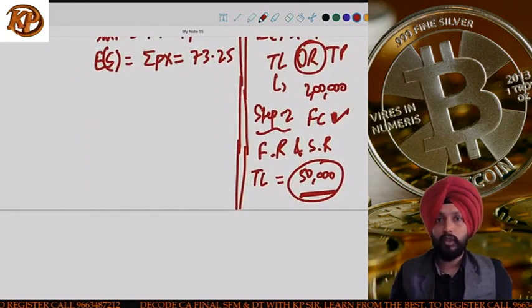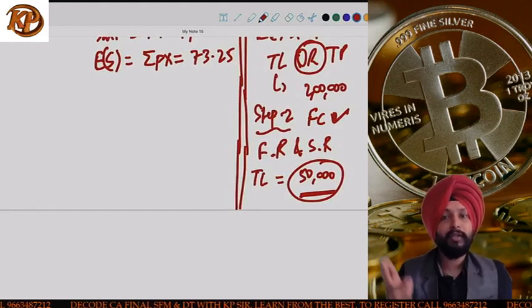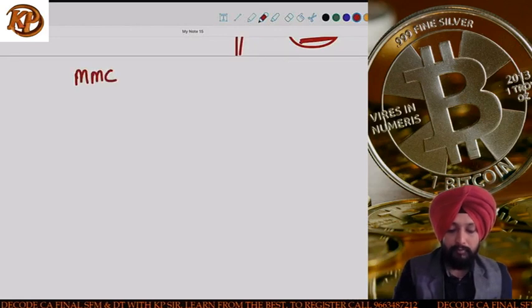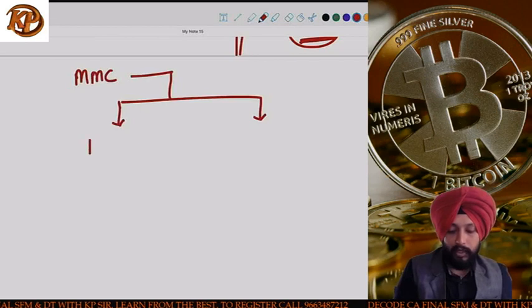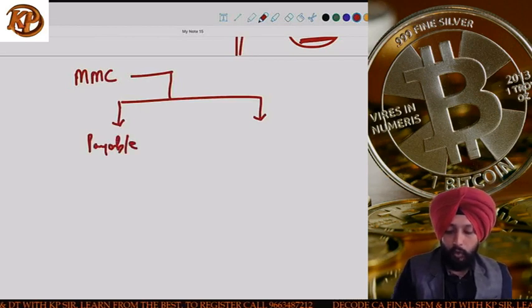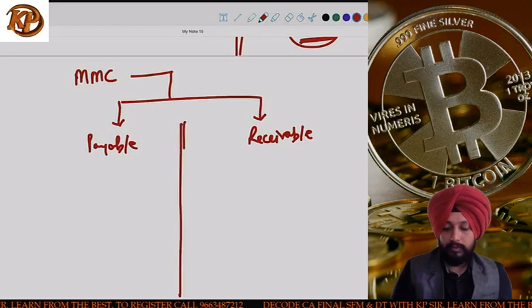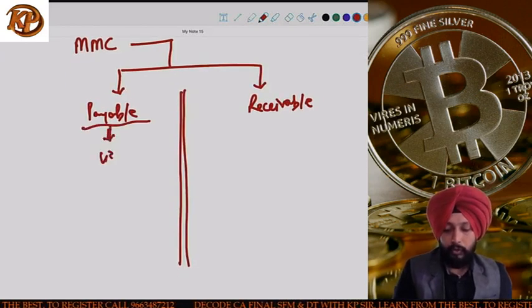Okay, so this was the total discussion on forward cover. Now I told you in exam generally forward cover will come in comparison with money market cover. Now if you remember, guys, money market cover, we have learned something like this. You have a payable or you have a receivable. So let's first talk about the payable, guys. For the payable, I told you like this. Payable is a, how do you remember this?